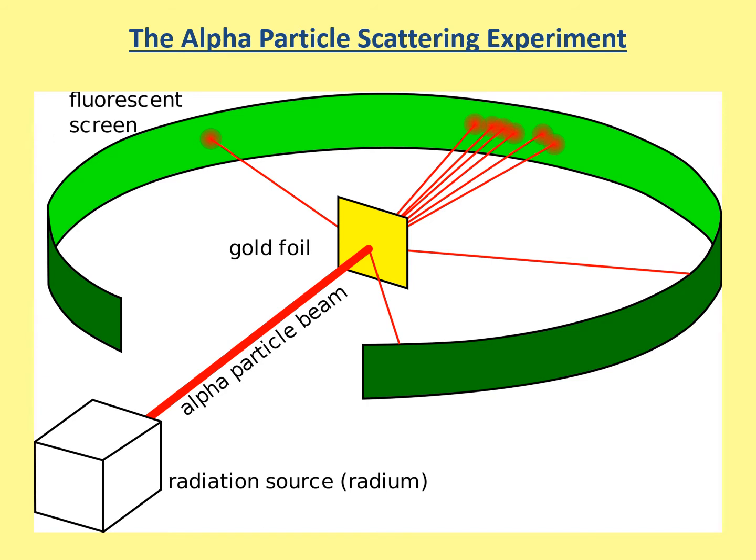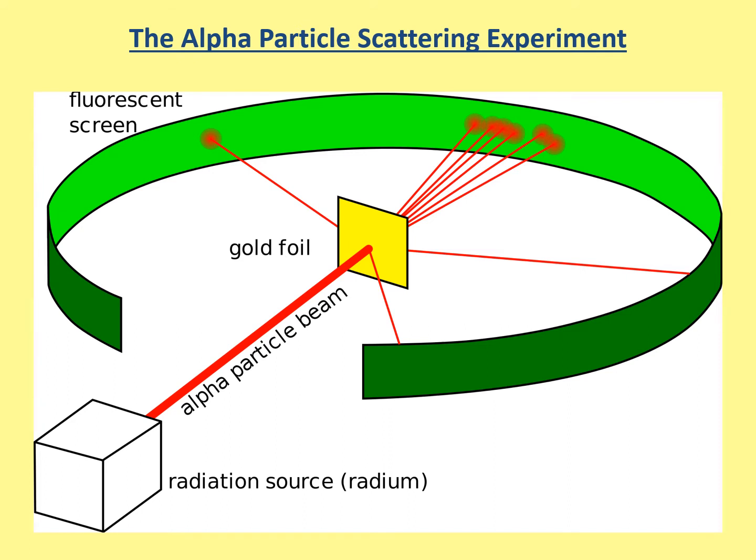We looked at them going straight through, deflecting, or deflecting backwards. And then they will hit the fluorescent screen on the other side. Every time they hit the screen, there'll be a tiny little flash, which you can then look and see exactly how many particles are hitting your screen. This was the equipment. This was the practical.